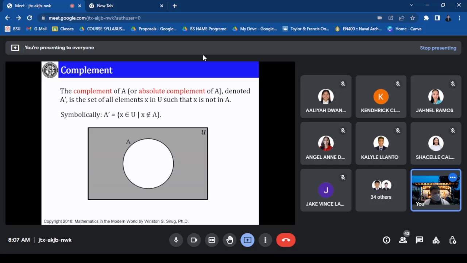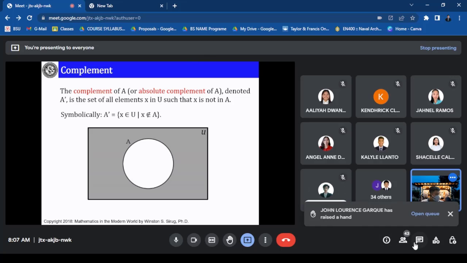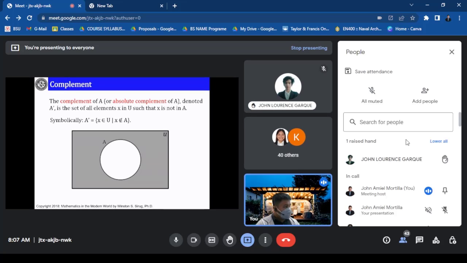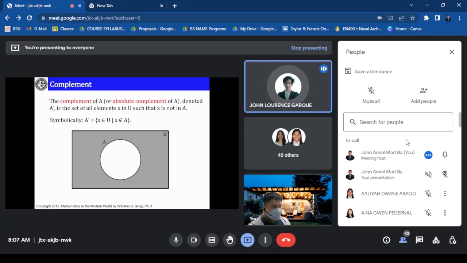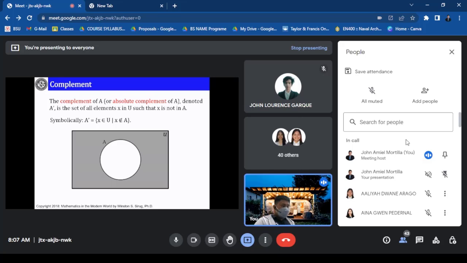Okay, so complement. A complement, please read pala. Kay Lawrence. The complement of A or absolute complement of A, denoted A complement, is the set of all elements in U such that X is not in A. Okay. So, ang sinasabi ni A complement is yung lahat ng elements na nasa labas ni A. Kung makita nyo, shaded part nito ay nasa labas lang ng A.